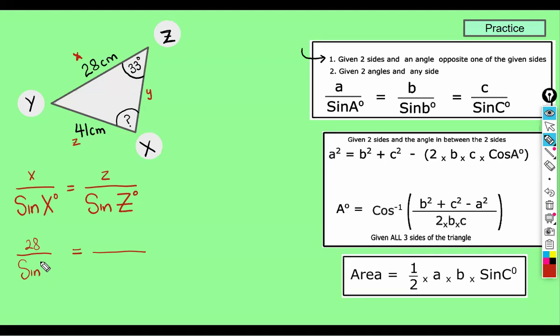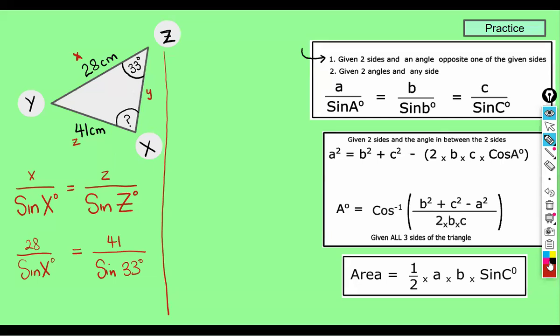We're trying to find capital X, so let's put sine capital X. Nothing much you can do. Where's Z? Common Z is 41 divided by sine capital Z. Capital Z is the angle. How much people have up to there? Great. Remember that sine 33, I'm going to find on my calculator and round off to 3 decimal places.